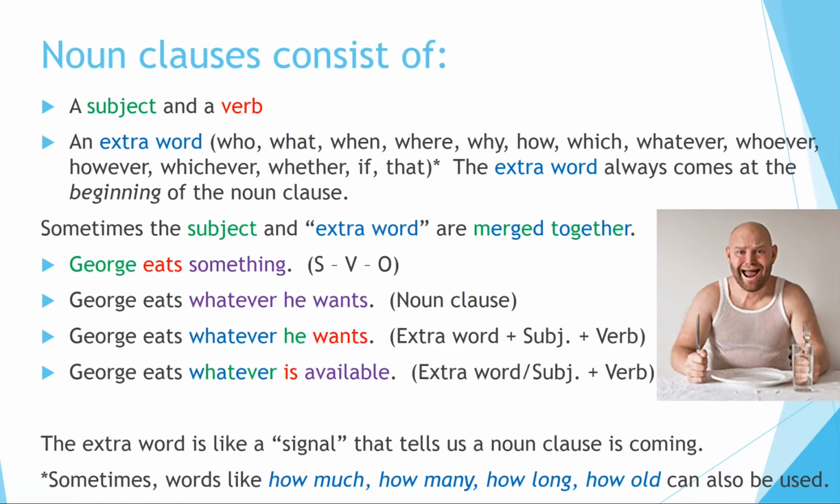Let's look at the next example. George eats whatever is available. In this case, we're merging or mixing the extra word and the subject. Whatever serves two purposes. It is the extra word and it is the subject of the noun clause. Is is the verb. Available just completes the noun clause. In this case, available is an adjective, but you can use other words in that position as well. The extra word is like a signal that tells us that a noun clause is coming. Sometimes words like how much, how many, how long, how old can also be used.